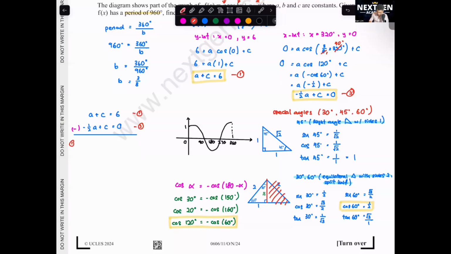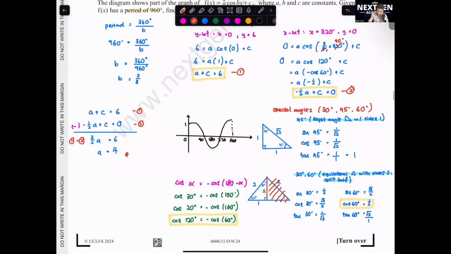Okay, 1 minus 2. A minus negative 1 over 2 A. This one will be 3 over 2 A equals 6. A equals 6 times 2, 12. 12 divided by 3, 4. That is how we get the answer. Okay, A equals 4.